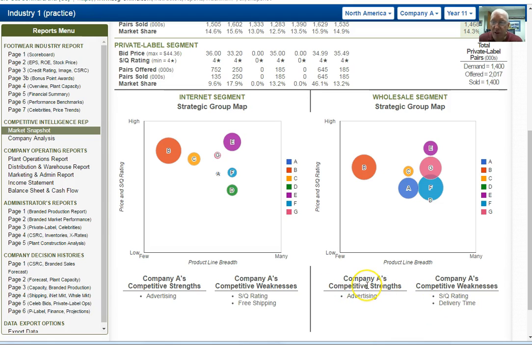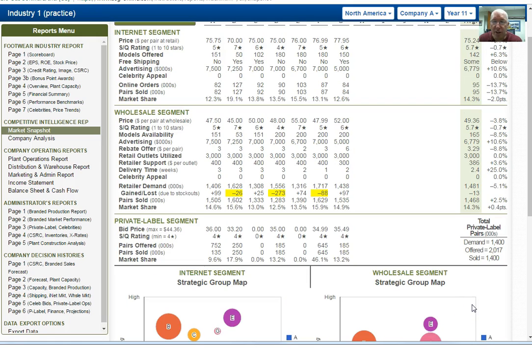This doesn't mean that their advertising is really a strength. They may be spending too much. This doesn't mean that their SQ rating is really a weakness. That may be exactly where they intend to position their shoe, and they have got it figured out, and they've got it priced right, and they're getting a lot of market share. But you can see they get flagged for the SQ rating because it's 0.7 stars below the industry average. They got flagged for the delivery time because they're running a 3-week delivery time against an industry average of 2.4 weeks. Again, these are not big deals.